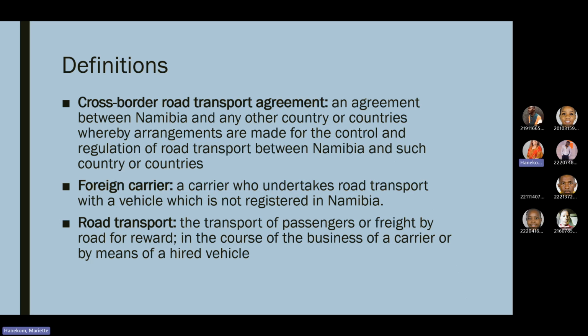Road Traffic and Transportation Act also refers to cross-border transport agreements. It is simply an agreement between Namibia and any other country whereby arrangements are made for the control and regulation of road transport between Namibia and such countries. So it's literally what the name says, an agreement regulating cross-border transport.